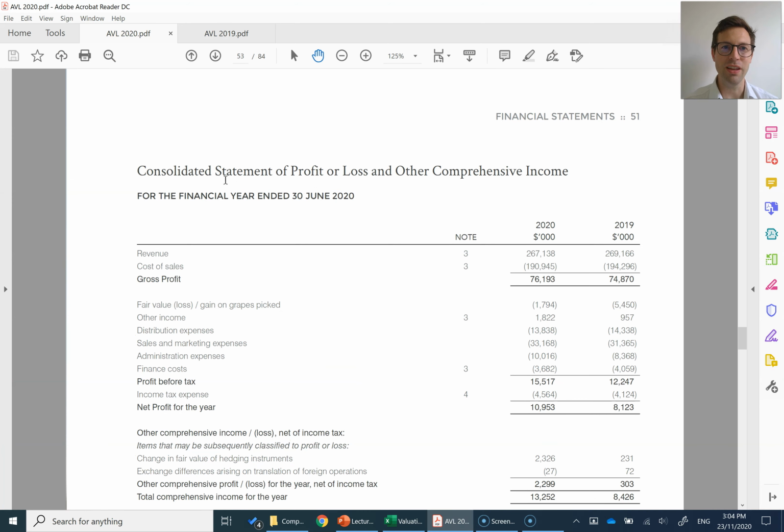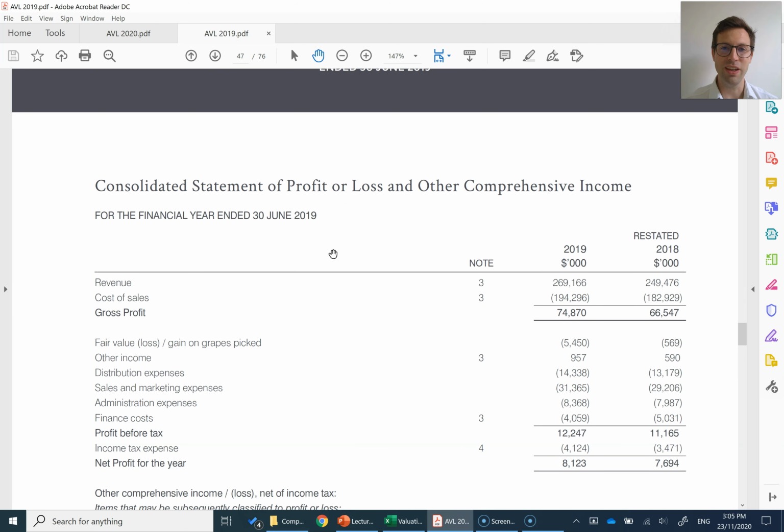Here I have the consolidated statement of profit or loss and other comprehensive income for the financial year ended 30th of June 2020, and over here, I've got the profit and loss statement for the year ended 2019. I'll refer to these financial statements to help build this Excel spreadsheet demonstration.